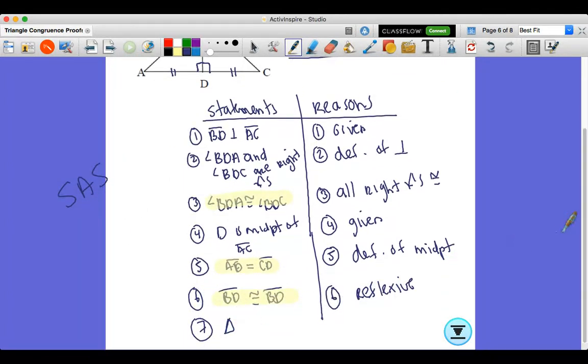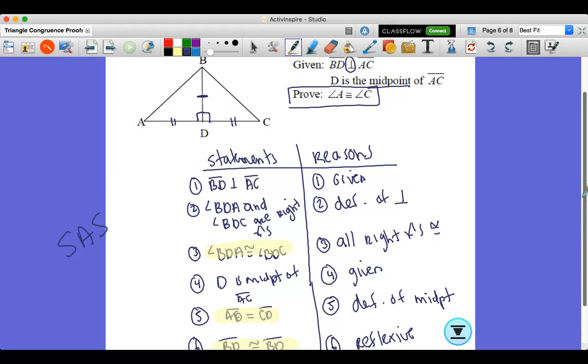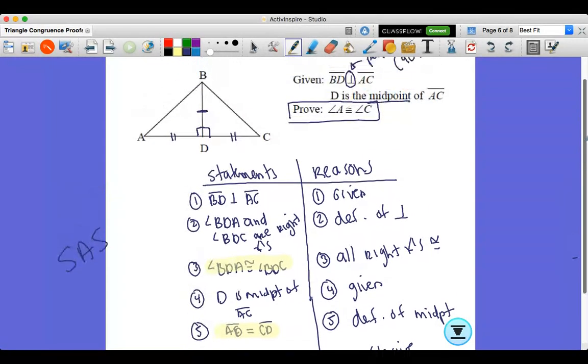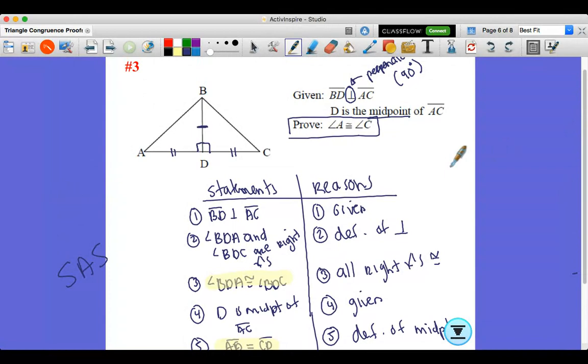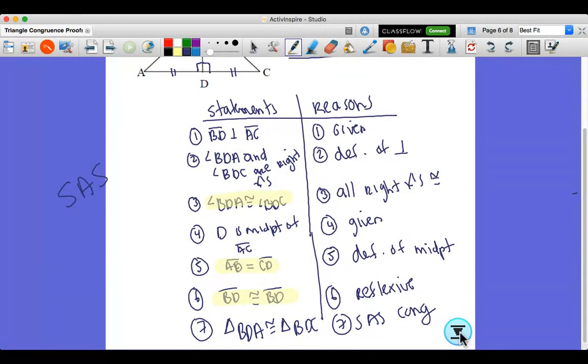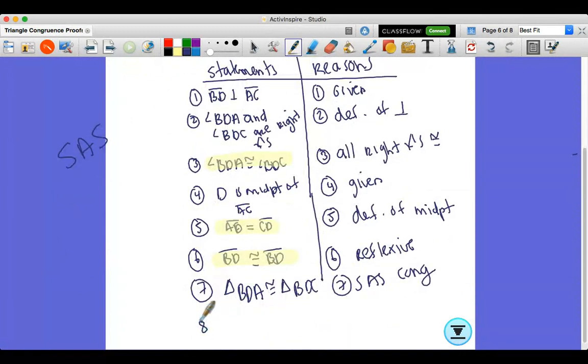So notice, even though I'm proving a part of a triangle congruent, I haven't done much different. Triangle BDA is congruent to triangle BDC by side, angle, side. Okay. Now my triangles are congruent. All their corresponding parts must be congruent. I now know this, so I can go a step further and say, well, what was I trying to prove?